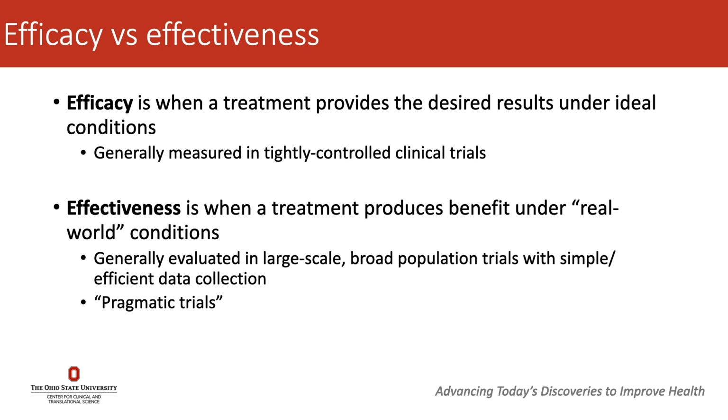2 similar terms are often used in writing study objectives, but the difference between them is meaningful. Efficacy is when a treatment provides the desired results under ideal conditions, generally measured in tightly controlled clinical settings. On the other hand, effectiveness is when a treatment produces benefit under real-world conditions. Effectiveness can be evaluated in large-scale trials with simple data collection in broad populations. These are often called pragmatic trials.